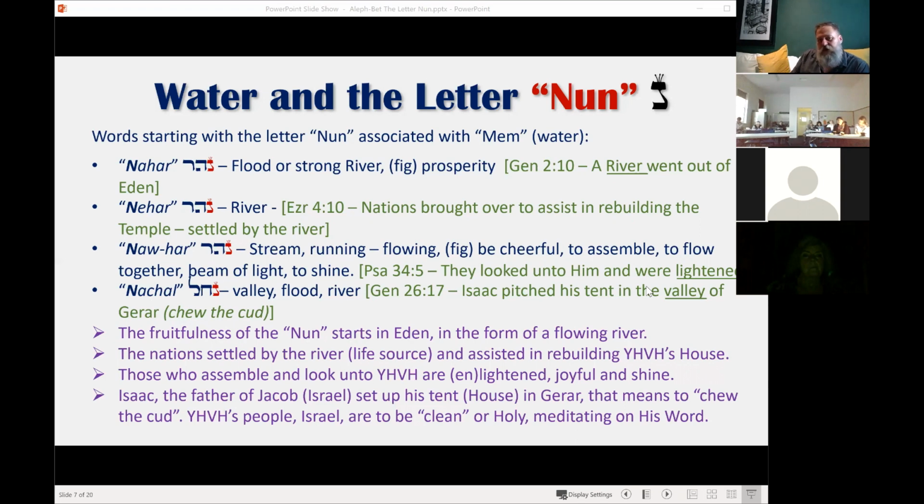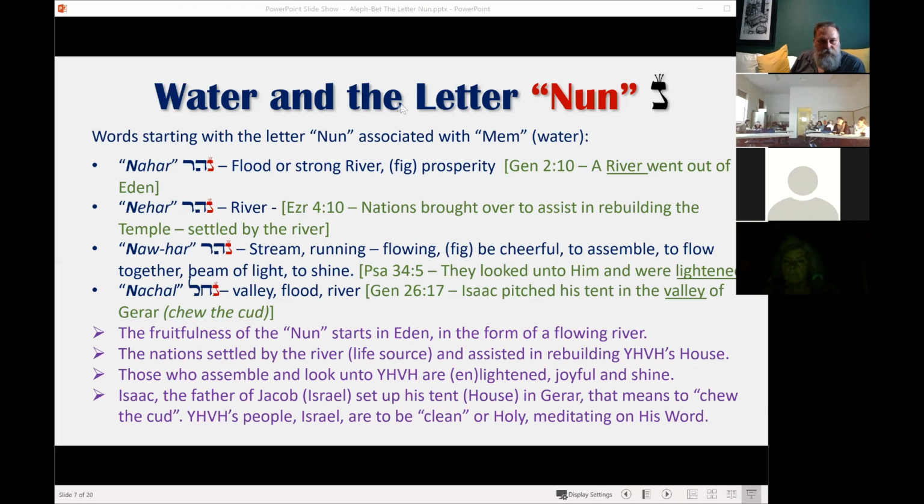So we see now the river, which is the life source, which can be connected to Eden or the throne of Yahweh. And the nations now have access to the river. And the consequence of that, or the result of that, is that his house is being built. But we know that the house of Yahweh consists of people. So the symbolism of the nations, they are actually making up this house as they assemble around this life-giving river. And they're all connected to the letter Nun, or fruitfulness.